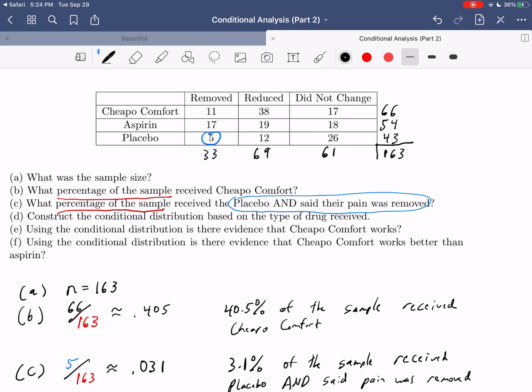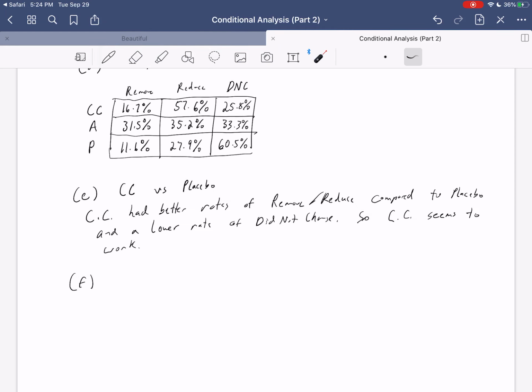So now that we're convinced that it works, does that automatically mean that it's a marketable drug? Well, we want to say, using the conditional distribution, is there evidence that Cheapo Comfort works better than aspirin? So now we're going to be comparing Cheapo Comfort against aspirin. So let's go ahead and do that. So we're doing CC versus aspirin.